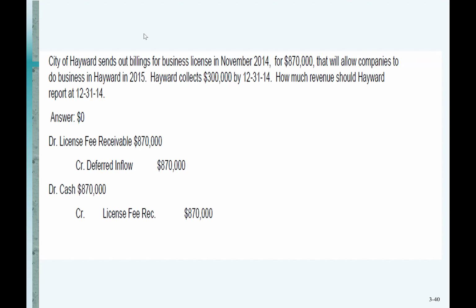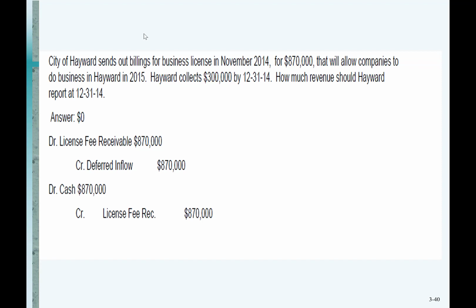So the activity that license is allowing can't begin until what? The next year, right? So if that's the case, how much revenue should Hayward report in 2014? Answer is 0. They'll go ahead and debit the license fee receivable. Even if they collect the entire amount, it's simply going to be a debit to cash and credit to license fee receivable.